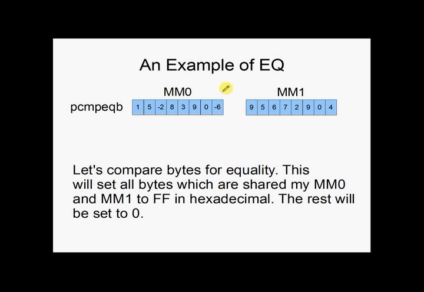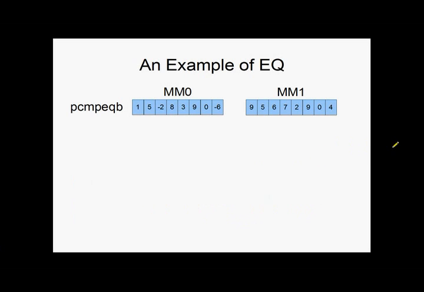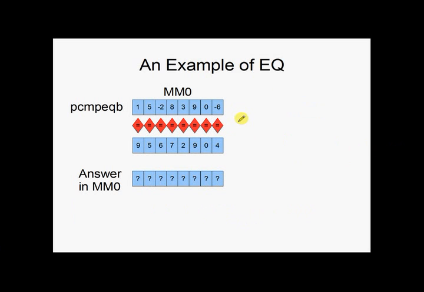Let's have a look. So an example, here we've got packed comparison for equality of bytes, and that's pretty much what it'll do in summary. This will set all bytes which are shared in MM0 and MM1 to FF in hex, and the rest will be set to 0. Let's have a look. Okay, so this will be the answer in MM0 down here.